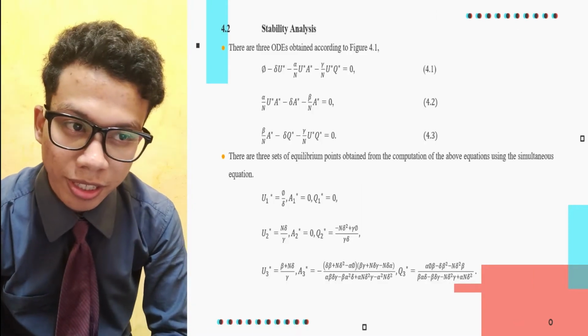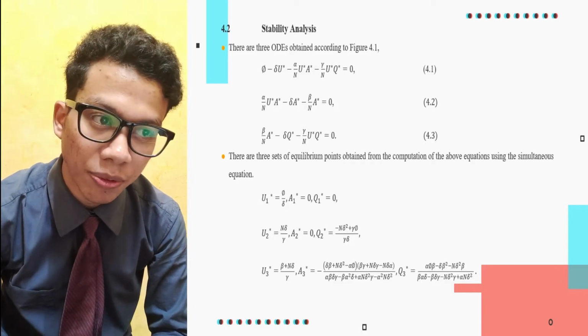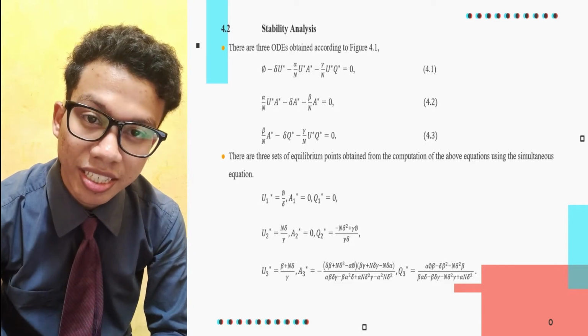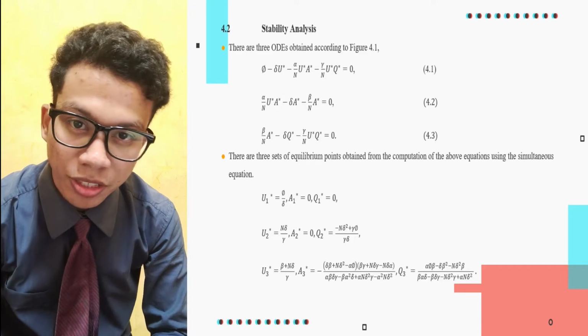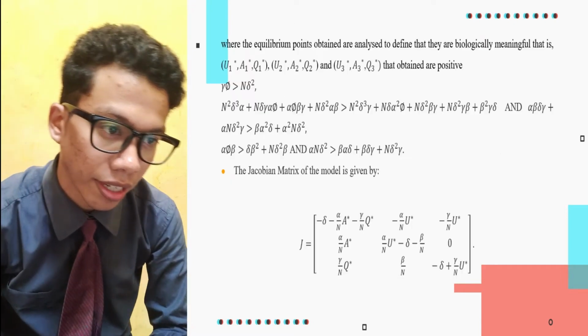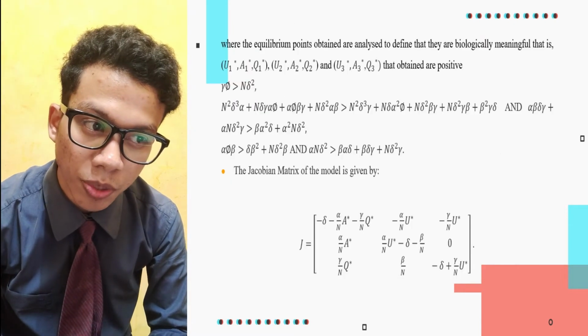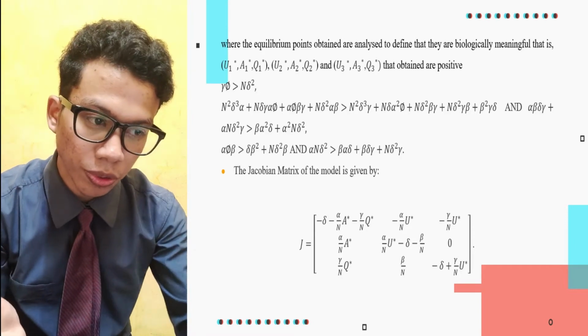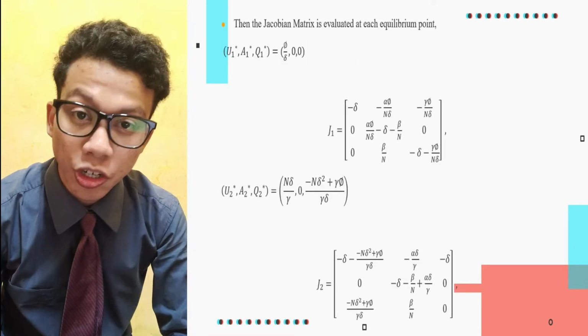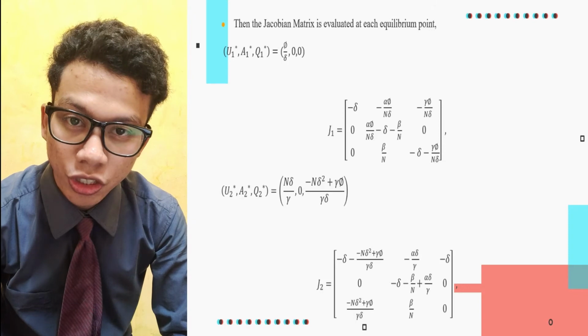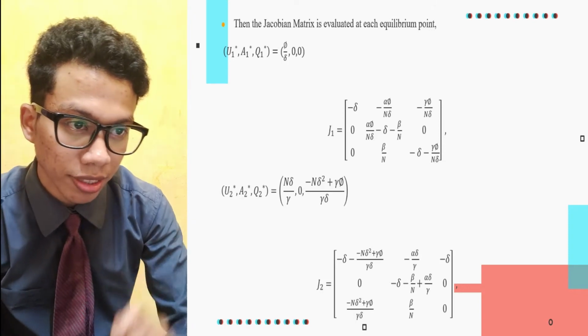In 4.2 Stability Analysis, there are 3 ODEs that I obtained, and there are 3 sets of equilibrium points that I obtained using simultaneous equations. The Jacobian matrix of the model is given as follows, and then the Jacobian matrix is evaluated at each of the sets of equilibrium points.